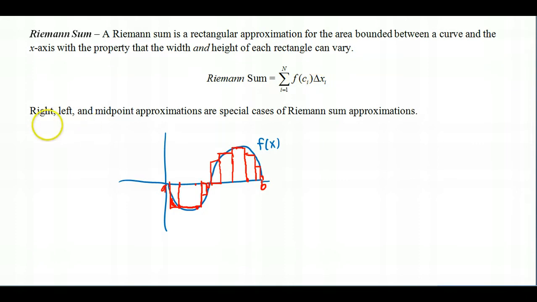So what we've done in the previous section, right, left, and midpoint approximations, all of those were special cases of Riemann sum approximation. So a Riemann sum is really the general way to add up all of the different rectangles that accumulate all of the area underneath the curve, but it's so general that I can vary the width and the height. But it did turn out to be a little bit easier to do when each of the widths was the same and we chose a uniform height every single time.